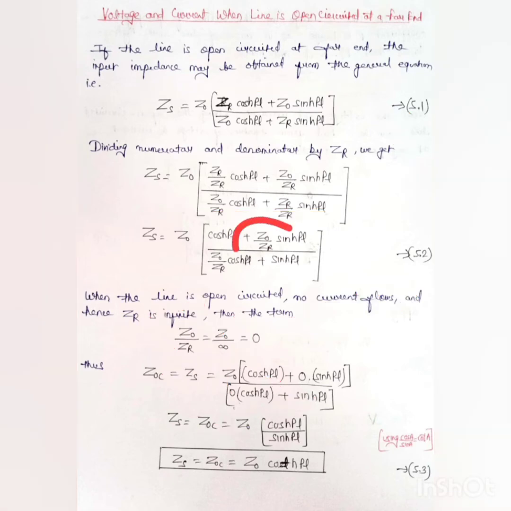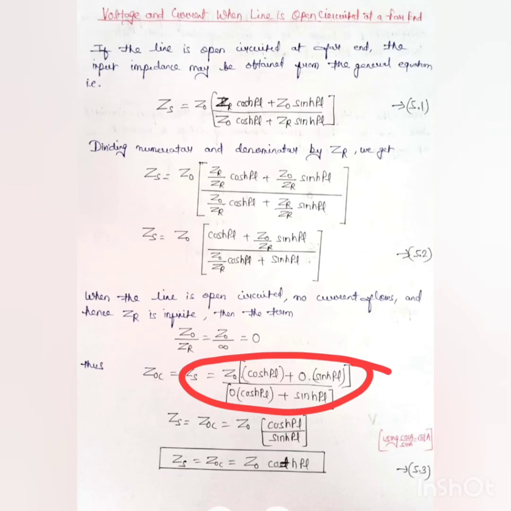As we have seen, we find the relation Z0 upon ZR, where ZR is infinite, and this value comes out to be 0. We put this relation in the previous equation and get the solution. After solving this equation, we get this particular equation.